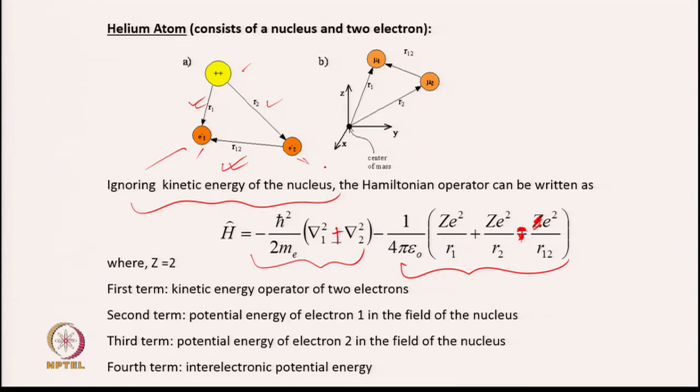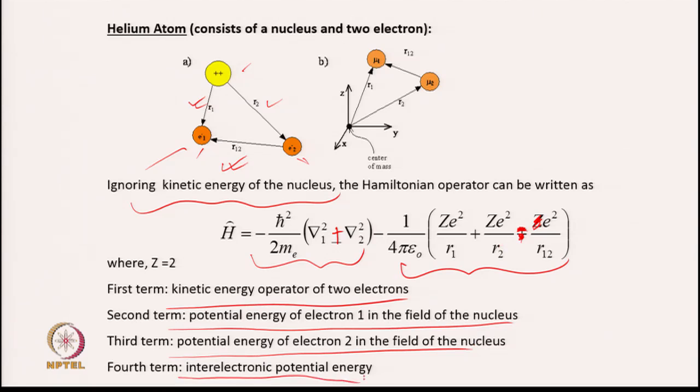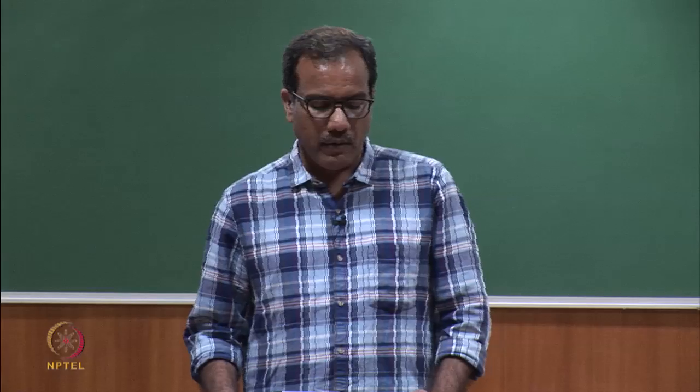So, this should be e square, and here it should be plus, because you have a repulsion here. So, you have a kinetic energy part and a potential energy part, and this is the way you write a Hamiltonian for a system. The first term is the kinetic energy operator of 2 electrons, the second term is the potential energy of electron 1 in the field of the nucleus, then the potential energy of electron 2 in the field of the nucleus, and this is the inter-electronic potential energy, which is e square by r12. Okay.